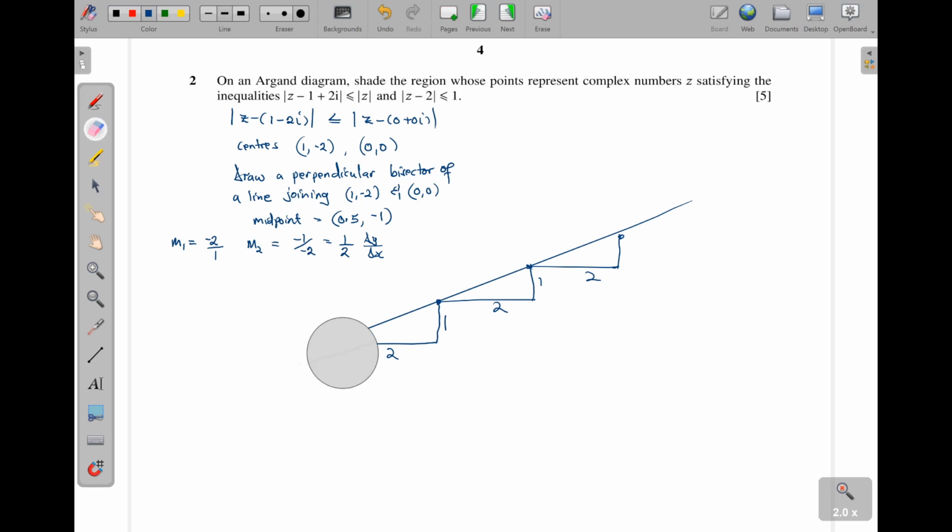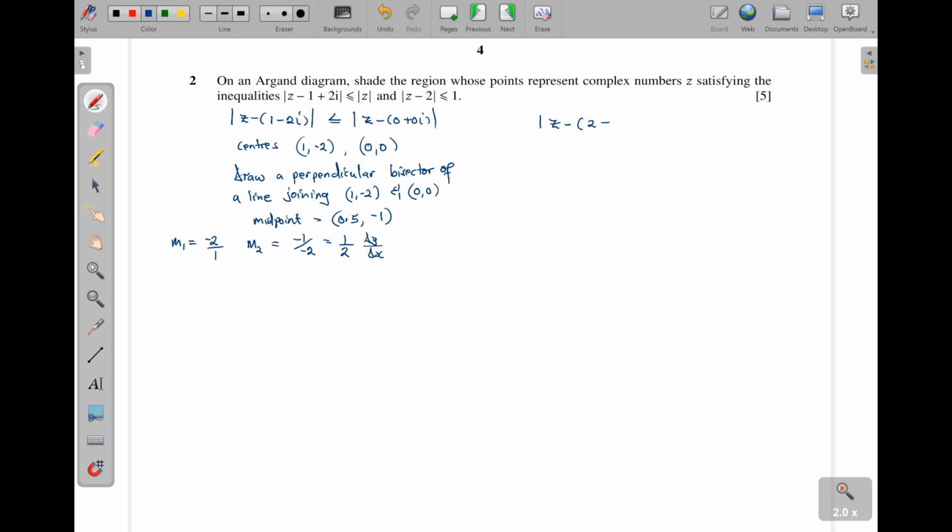So that is that. Now let's go to this other one here. This one, we are having the modular signs on only one side of the inequality. So that means we get a circle there. So we have z, create a negative. We are having the 2 here, but then there is no imaginary. So I'm going to put 0i, okay? And then less than or equal to 1. So this one is going to be a circle of radius 1, okay? A circle of radius 1 and center. The center is this one here, which is 2, 0. Okay, as simple as that.